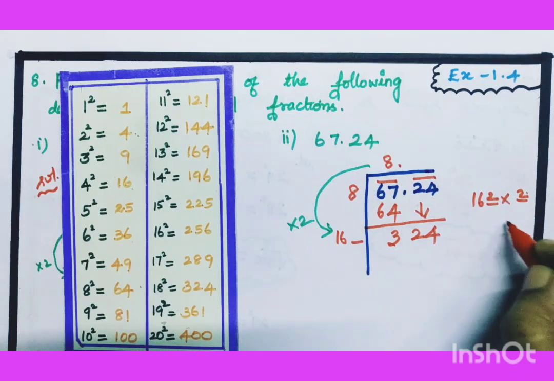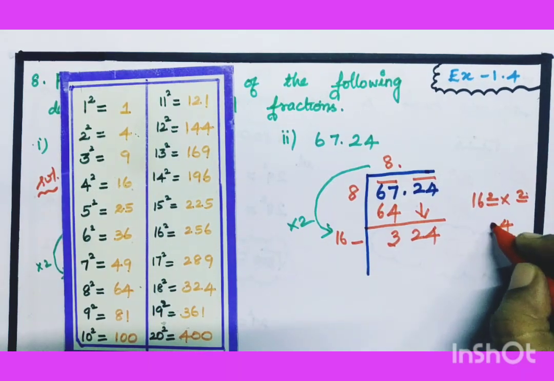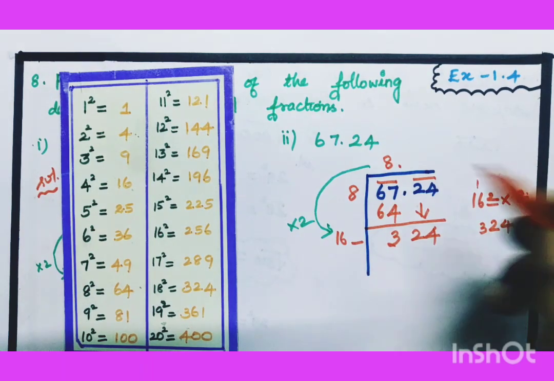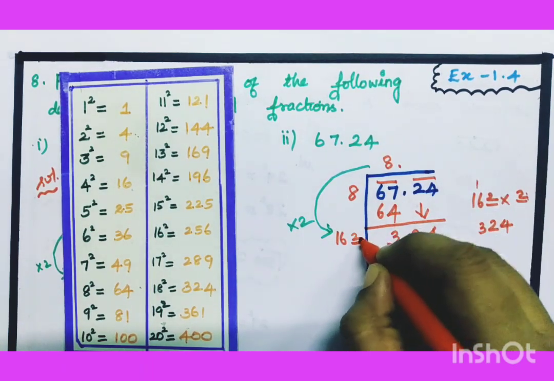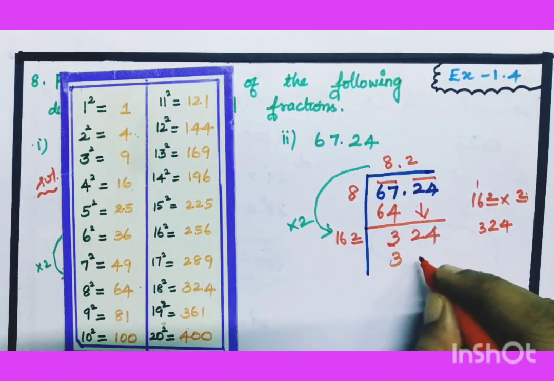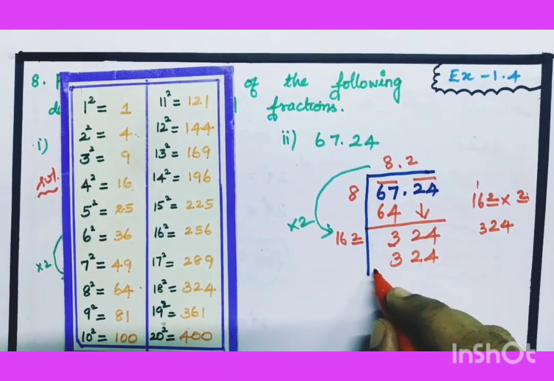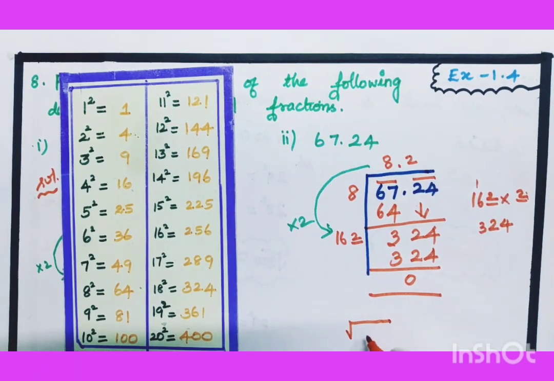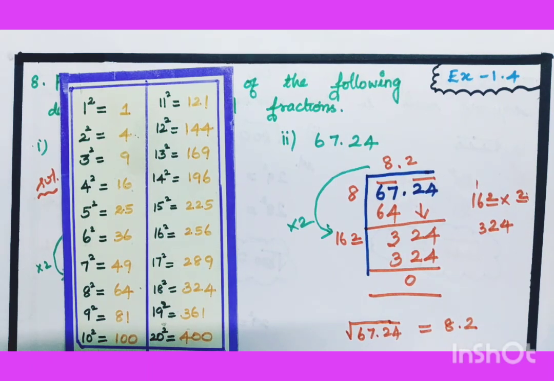2 2s are 4. 6 2s are 12, remaining 1. 1 2 is 2, 2 1 is 3. So what will I take? 2 2. Isn't it? So 324. That's all, over. Okay. Now we can write the square root of 67.24 is equal to 8.2.